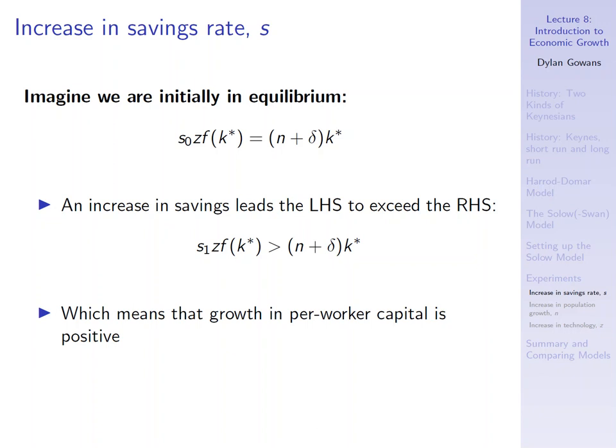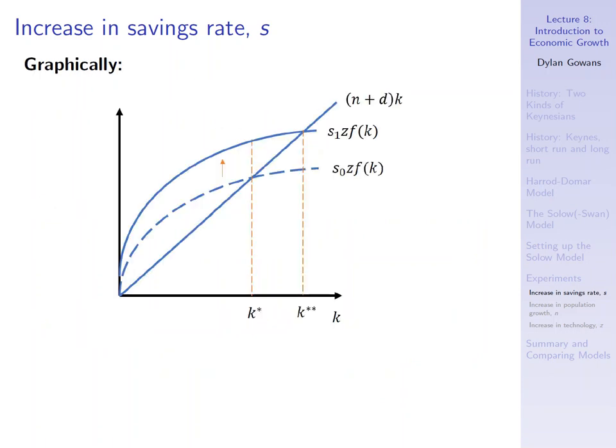Well, remember, this just means that there's going to be a growth in per worker capital, because the growth in per worker capital is given by this equation, and now it's greater than 0, simply because this term is greater than that one. So that means that capital is going to grow. Fair enough. So let's look at what this looks like graphically.